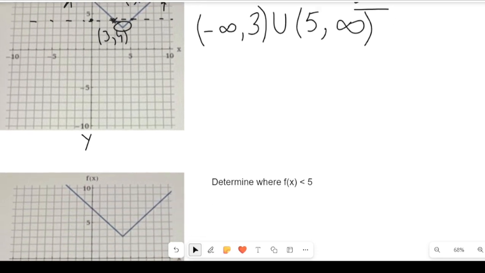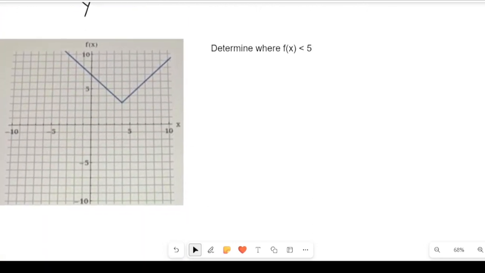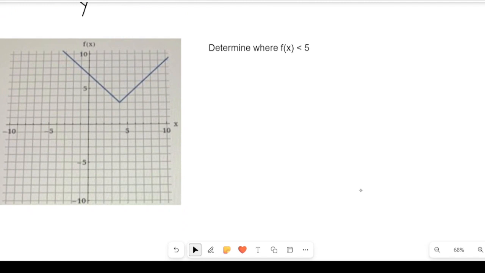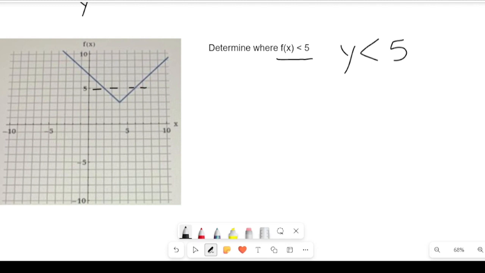Now let's move on to our third example. Here, it asks us for the domain where f of x is less than 5. So y is less than 5. So let's look at the point where y is equal to 5. This is the point where our y is equal to 5. And we need the domain for everything under this point, since we're looking for less than.